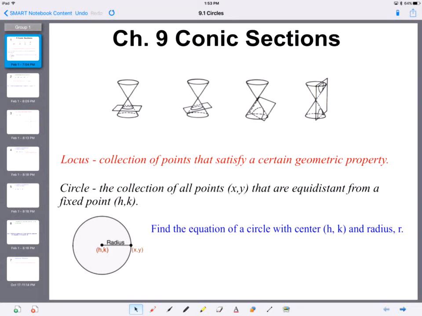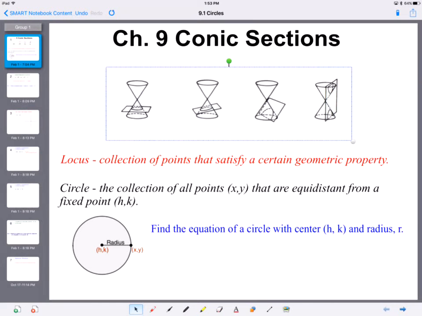All right, welcome to Chapter 9, Conic Sections. Today we're going to start with the circle. If you remember what conic sections are, you take what's called a double napped cone, intersect it with a plane, and you get four different types of shapes. You can see on the first one here, if you just go straight across, it's a circle. That's what we're going to look at.